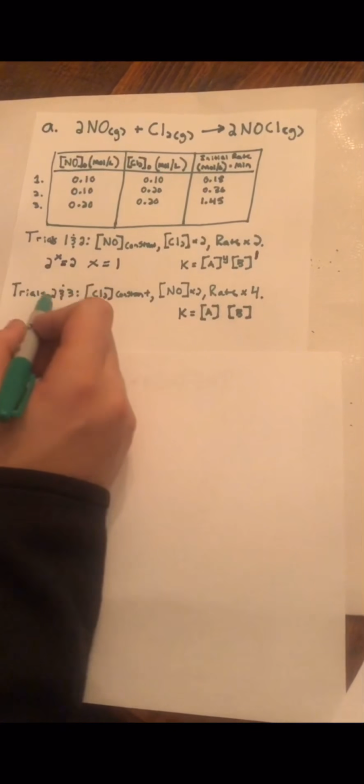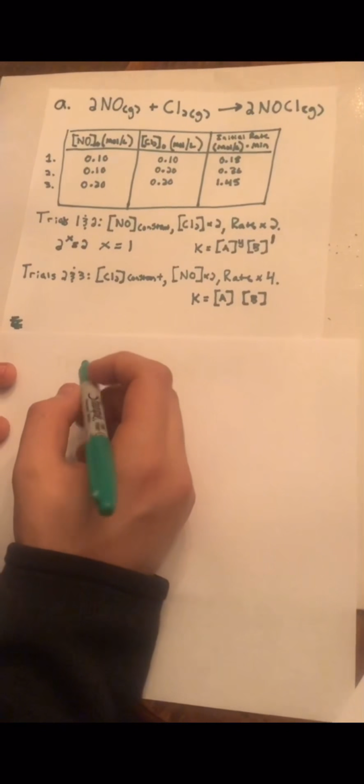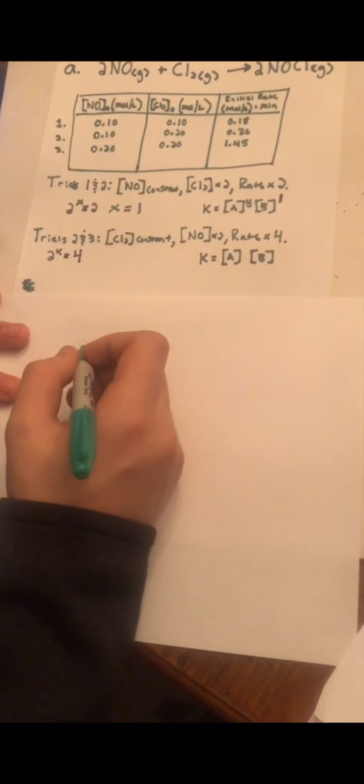Now for trials 2 and 3, we can see that Cl2 is held constant, which enables us to see that NO is doubled and the rate is multiplied by 4. Therefore, we can set up the equation 2 to the x equals 4, where, of course, x equals 2.